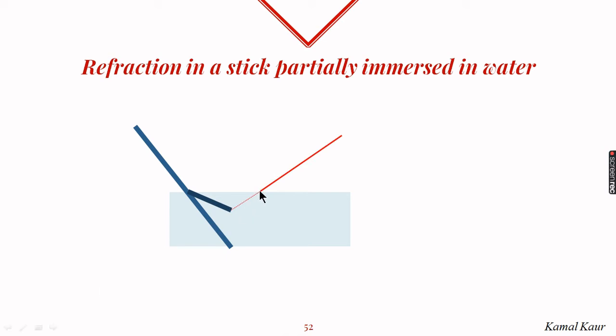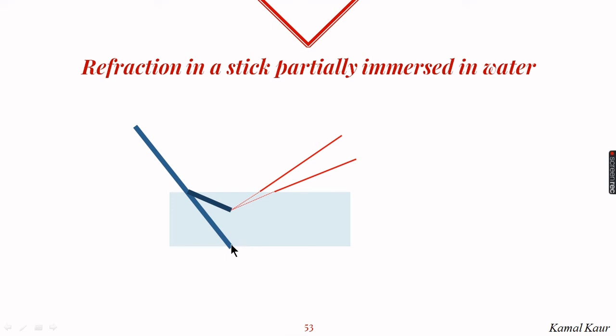Up till the interface it is dotted, and after the interface it is a complete line. We will start another ray from the same point, dotted up till the interface, and after that a complete line, and the two rays will be diverging.